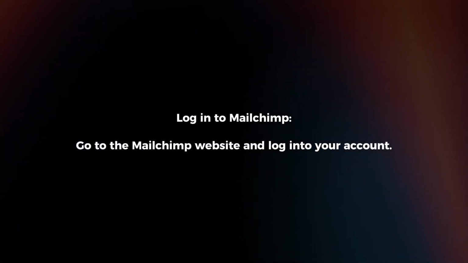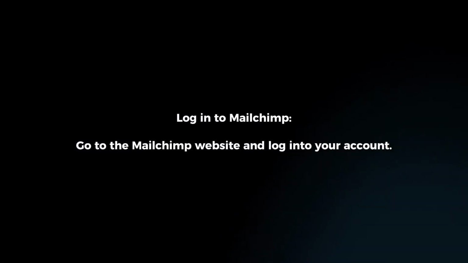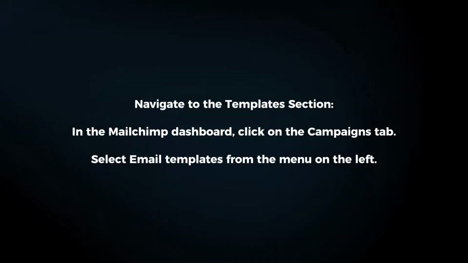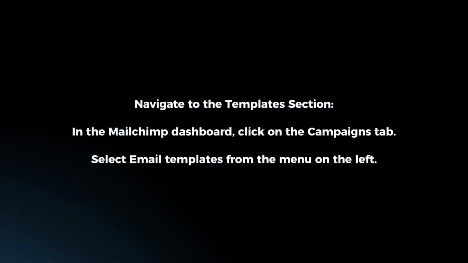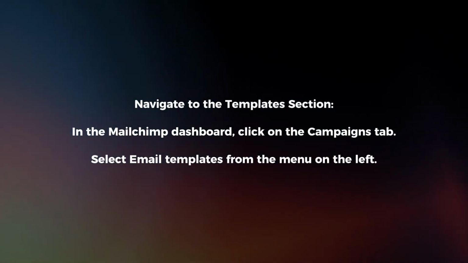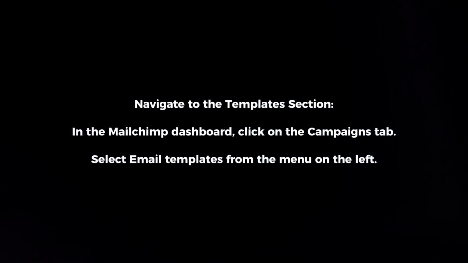Log into Mailchimp. Go to the Mailchimp website and log into your account. Navigate to the template section. In the Mailchimp dashboard, click on the Campaigns tab. Select Email Templates from the menu on the left.